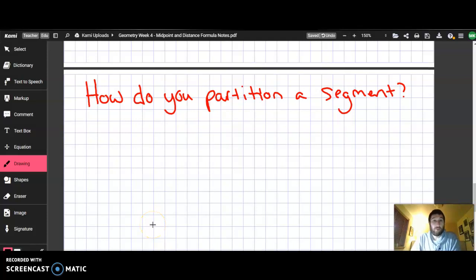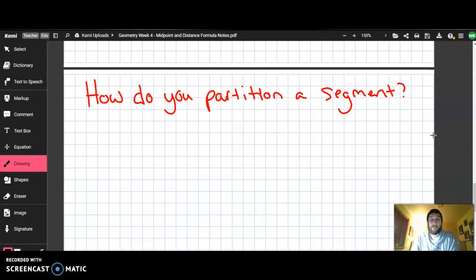Hello again. So let's talk about the next topic here, which is how do you partition a segment? First, what does that even mean? Well, to partition something means to break it up into multiple pieces. And so we've talked about the midpoint, which breaks things up into two pieces, and that's finding the average. The partition, a segment, this part of the notes talks about breaking it up into more pieces.